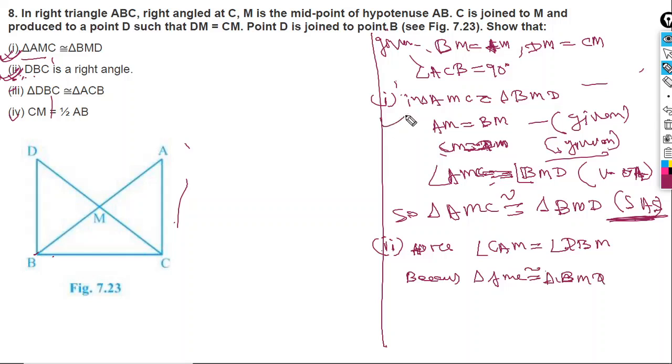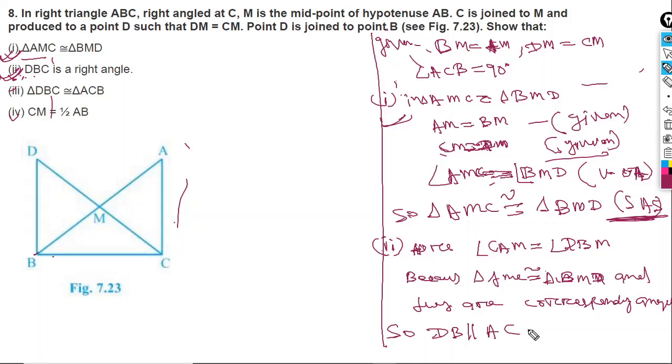This we have proved in the previous part, triangle AMC and triangle BMD, and their corresponding parts, corresponding angles, you can say. So therefore you can say DB will be parallel to AC. Now we have proved that DB is parallel to AC.